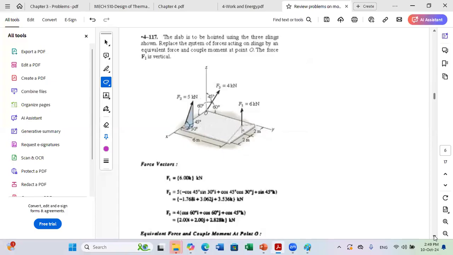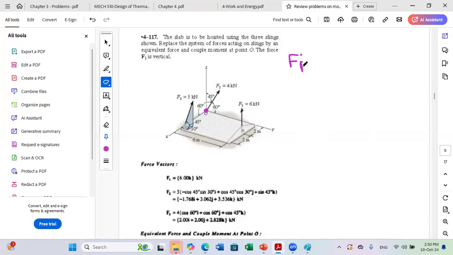For example, this one. The following slab is to be hoisted using the three slings shown. Replace the system of forces acting on the slings by one equivalent force and couple moment at point O. The force F1 is vertical. What is new in this problem is that I have 3D instead of 2D, and they just asked me to reduce at point O. To reduce at O, all I have to do is to find first F resultant.